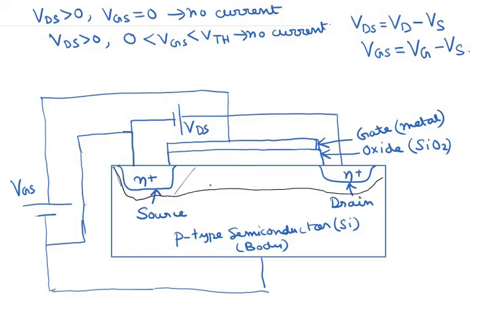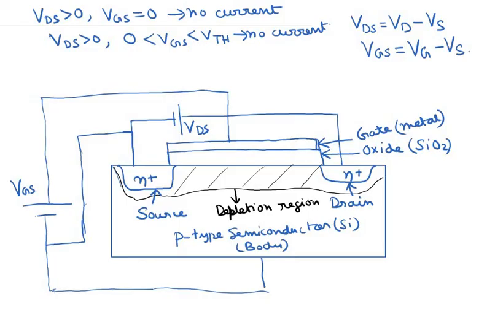So this region is the depletion region that occurs when VGS is greater than 0, and it contains immobile ions. This depletion region is negatively charged, but the charge in the depletion region cannot flow, because these charges are bonded. These are immobile charges, these are ionic charges.